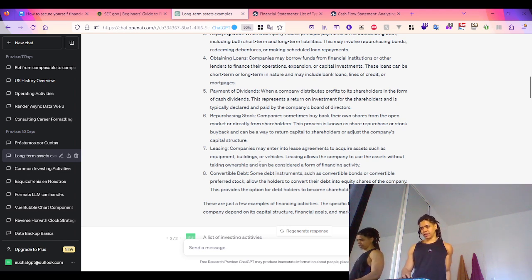Convertible debt: some debt instruments such as convertible bonds or convertible preferred stock allow the holders to convert their debt into equity shares of the company. This provides the option for debt holders to become shareholders in the future.